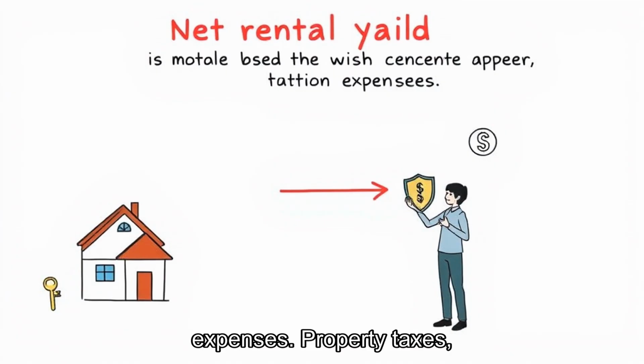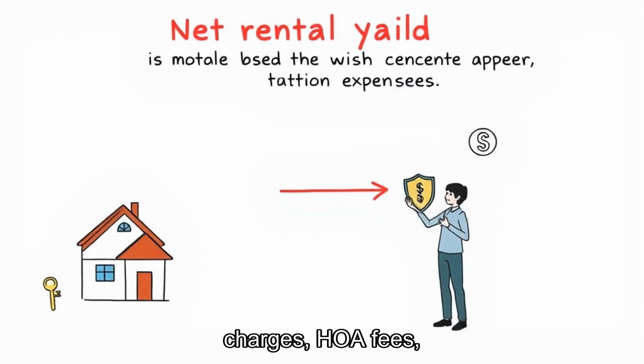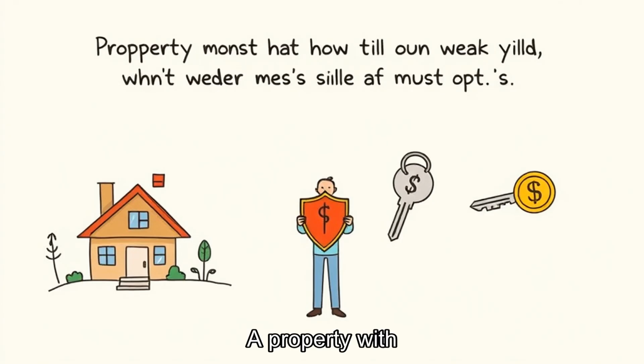Property taxes, insurance, repairs, management fees, vacancy, service charges, and maintenance can reduce the real return sharply. Net yield is often the detail that separates a quick reaction from a wiser response. A property with high rent can still have weak yield if the purchase price is too high. A cheaper property with modest rent can sometimes produce a better return. Yield is about the relationship between income and cost.